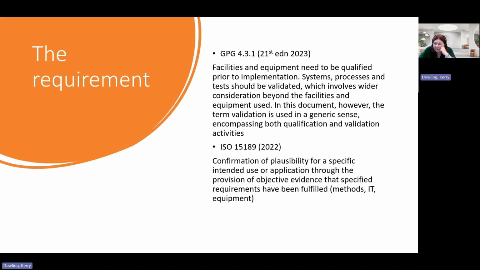If you go to the good practice guide, it says this. So facilities and equipment need to be qualified prior to implementation, so they should be validated, involving wider consideration beyond the facility and equipment used. So in terms of the good practice guide, validation is a generic sense. That means that you've qualified and validated your activity and it works how you would expect it to. UCAS say something kind of similar, so confirmation of plausibility for a specific intended use or application through the provision of objective evidence, and BSQR talks about objective evidence.